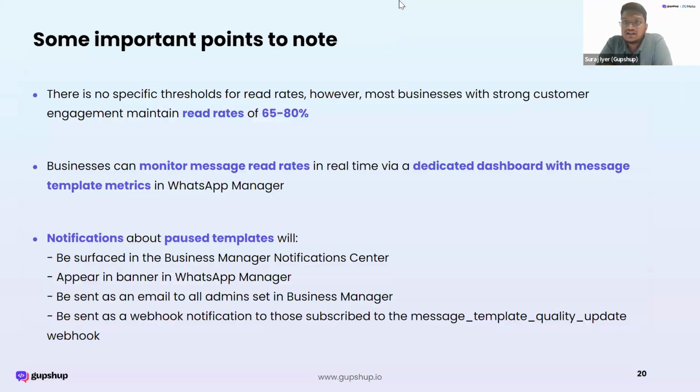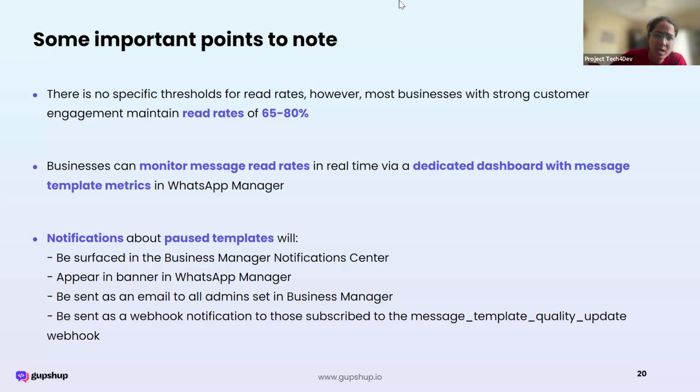Meta has not revealed the number or the threshold below which they will take action, but we recommend your read rates to be above 65%. This can, of course, be monitored in the Facebook Business Manager itself. You'll be able to see the read rates for individual templates. If you have 5 templates that you send, you can see which template has the highest read rate, so that you can replicate that content in all the other underperforming templates also.